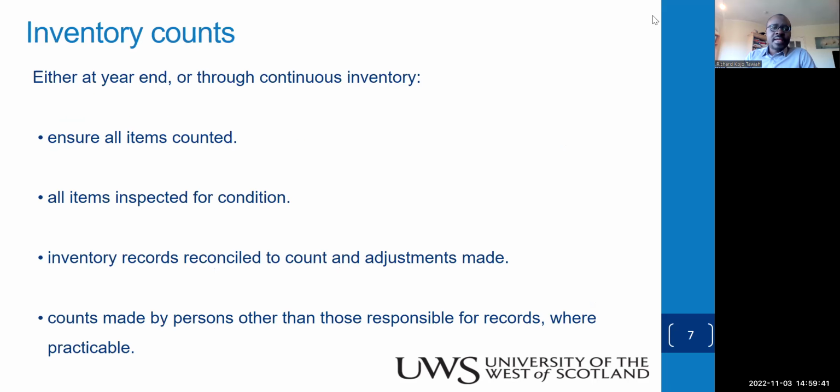Okay. Now at inventory counts, whether at the year end or throughout the period, if it is on a rolling basis, we must ensure all items are counted. In fact, all significant items, material items are counted. And again, all material items are inspected to look at their conditions.